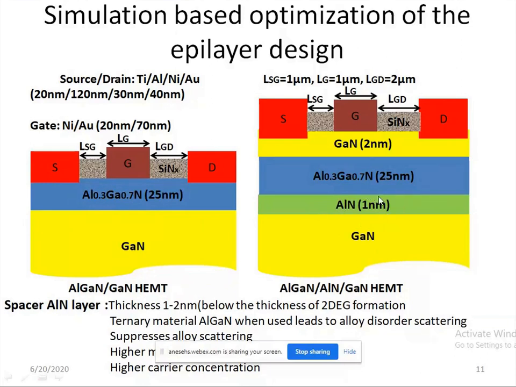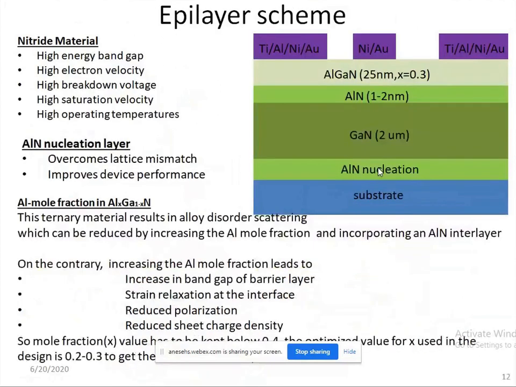When an aluminum nitride interlayer is added, it increased the 2DEG density and also reduced the disorder scattering due to the ternary semiconductor material, AlGaN, that is present. So this aluminum nitride spacer layer has two functions. First, it increases the conduction band offset at the interface, thereby increasing the 2DEG. And second, it reduces the disorder scattering, that is, defects in the device. After that, I again went for adding another layer, a nucleation layer.